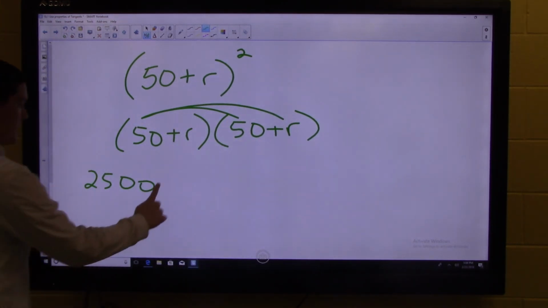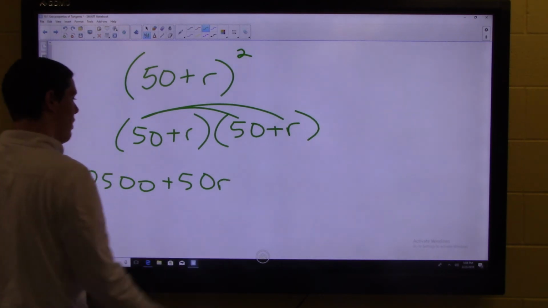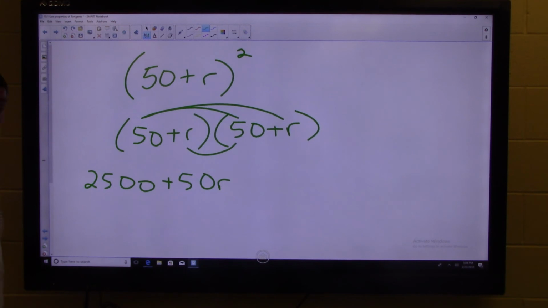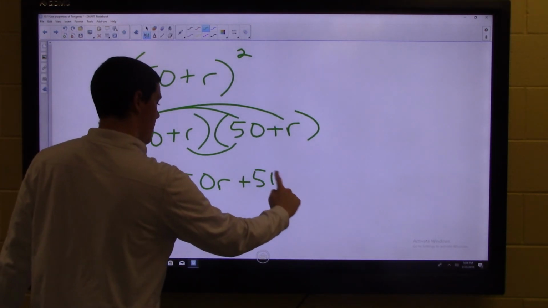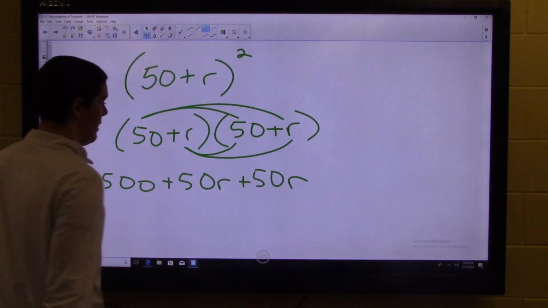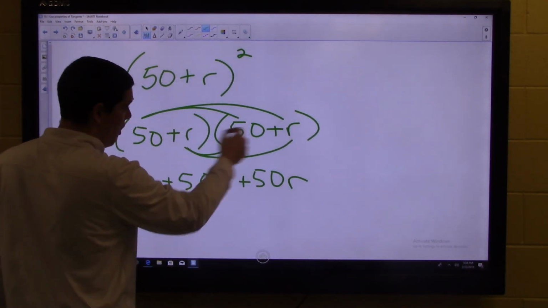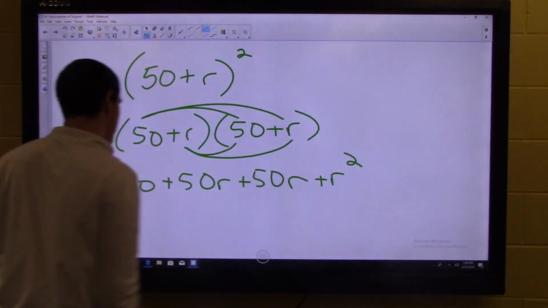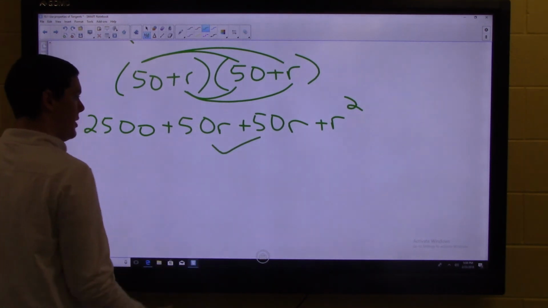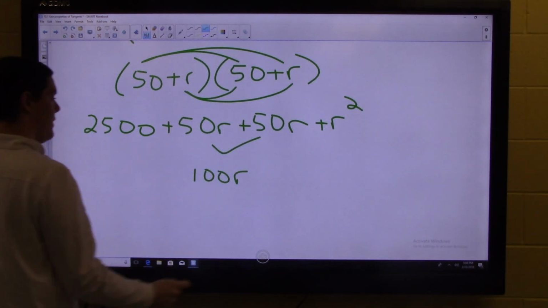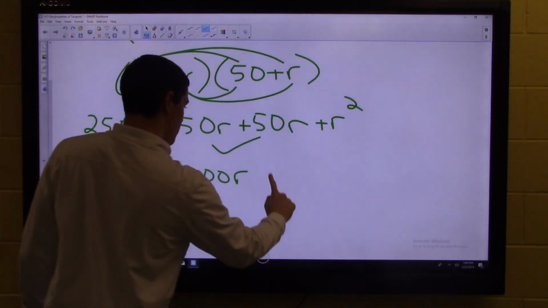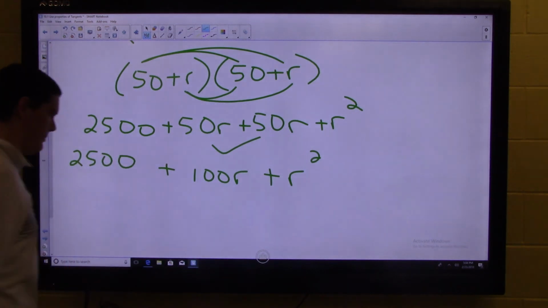Then we multiply the outside terms together. The O is outside, so it's going to be 50 times r, which is 50r. Then multiply the inside terms together. R times 50 is still 50r. And then we got to multiply the last terms together. The L, which is F-O-I-L. L is last terms. R times r. R squared. There it is. Now combine like terms before we do anything else. So that's going to be 100r. If we have 50 of those guys plus another 50 of those guys, we got 100 of those guys.